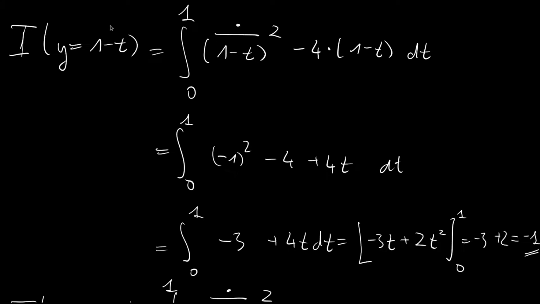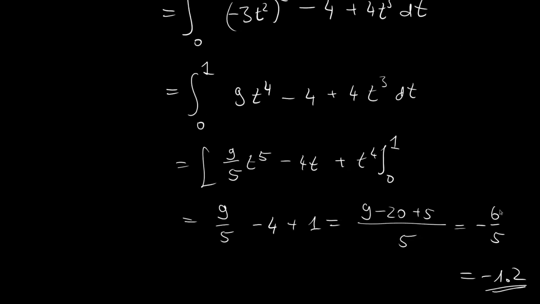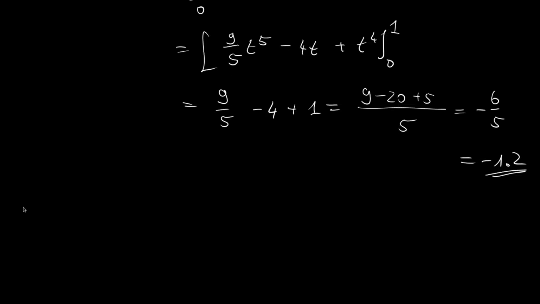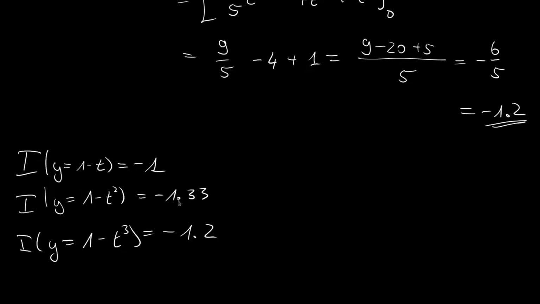And for the solution 1 minus t, we are getting minus 1. For 1 minus t squared, we are getting minus 1.33. And here we're getting minus 1.2. Let's note this down. So the I value, or the functional, for y equals 1 minus t was minus 1. And the functional for y equals 1 minus t squared was minus 1.33. And the functional for y equals 1 minus t to the power of 3 was minus 1.2. And if you look at this, then you see that's the minimum.